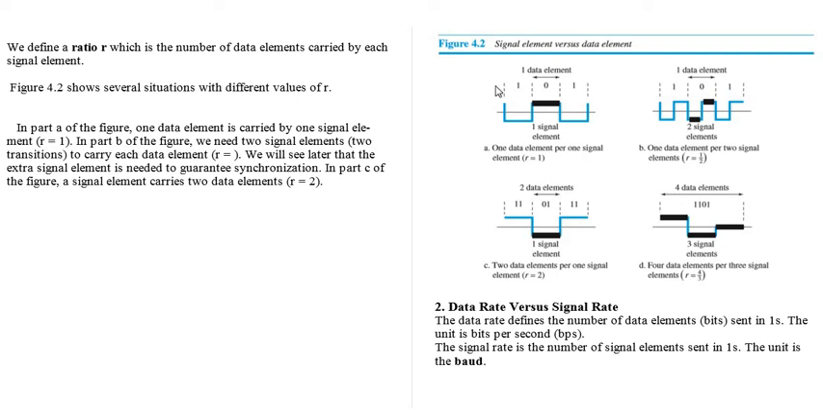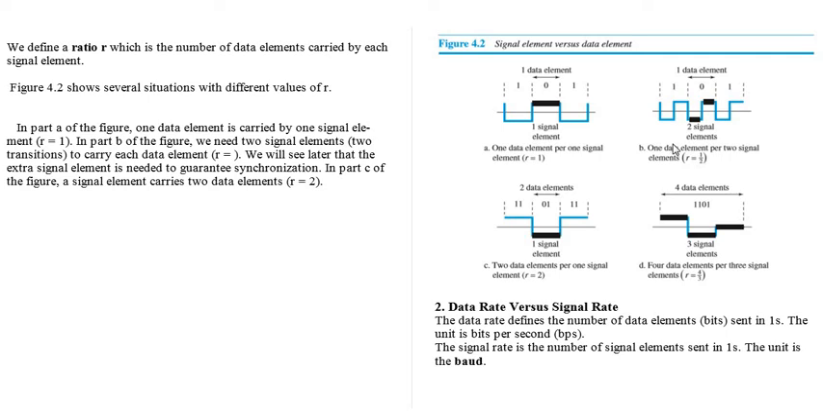Why? Because what is the ratio? Ratio is nothing but the number of data elements carried by each signal, data elements by signal element, right? Data is 1 data, 1 signal. So 1 by 1 is 1. R is equal to 1.